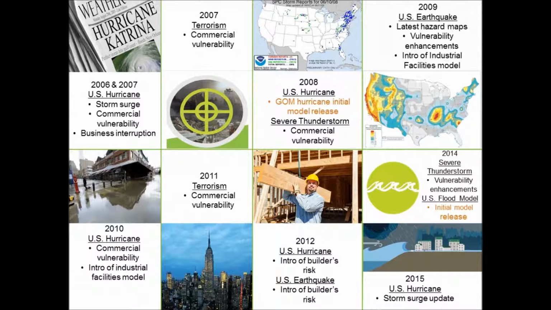We have made significant enhancements to AIR's hurricane model for the United States in 2006 and 2007, following the hurricane seasons of 2004 and 2005. Again in 2010, we undertook a comprehensive model update, including significant updates to commercial vulnerability, and most recently in 2015 when we comprehensively updated our storm surge model.